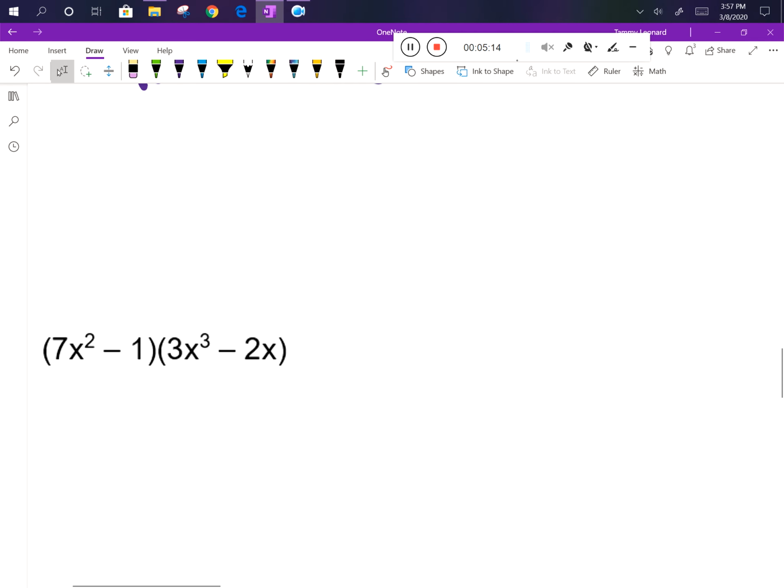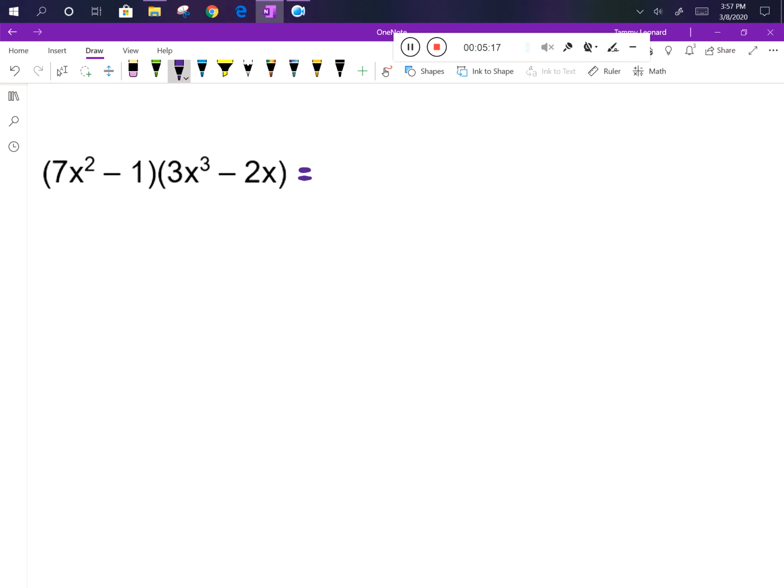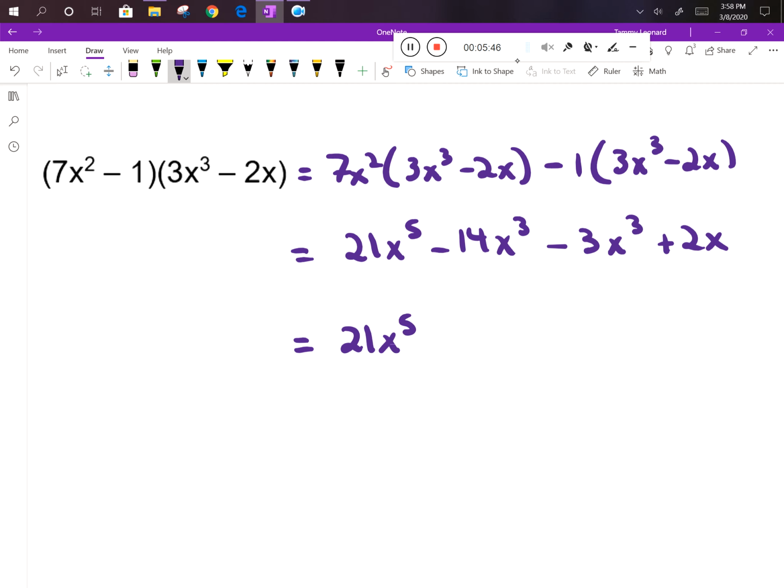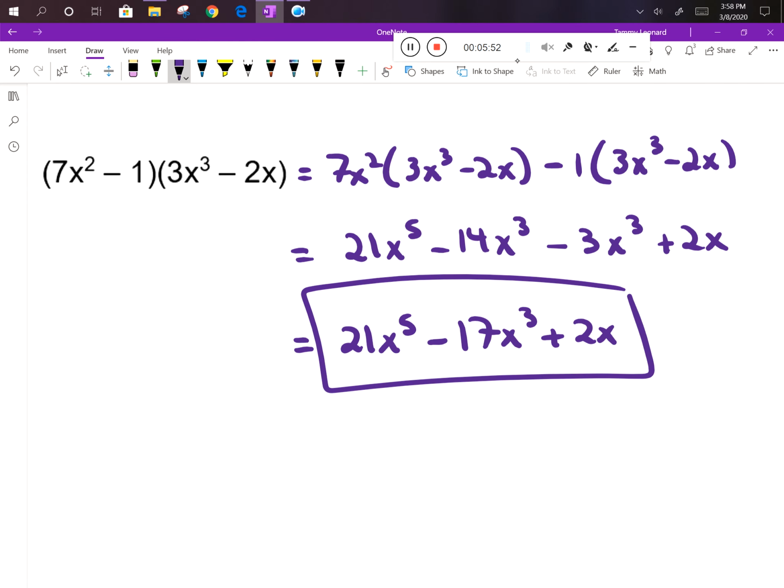There we go. This one is a double distribution. First, we need to distribute the second x squared through the 3x cubed minus 2x. Then we need to distribute the negative 1 through the 3x cubed minus 2x. So we have 21x to the 5th minus 14x to the 3rd minus 3x cubed plus 2x. The middle two terms are like terms, so combining those, we have 21x to the 5th minus 17x to the 3rd plus 2x. This is a quintic trinomial.